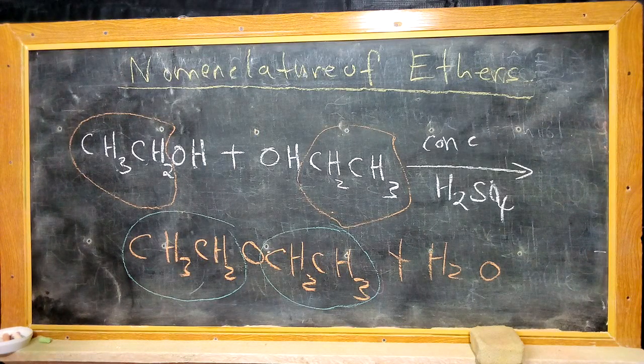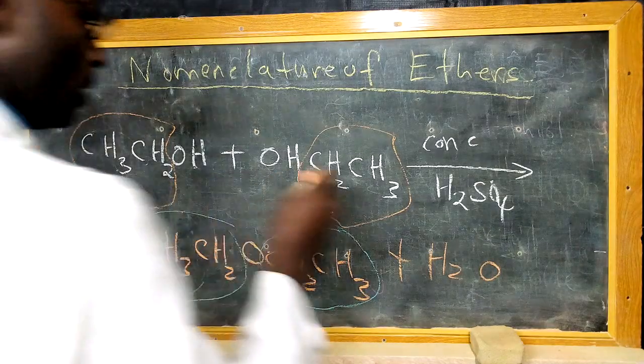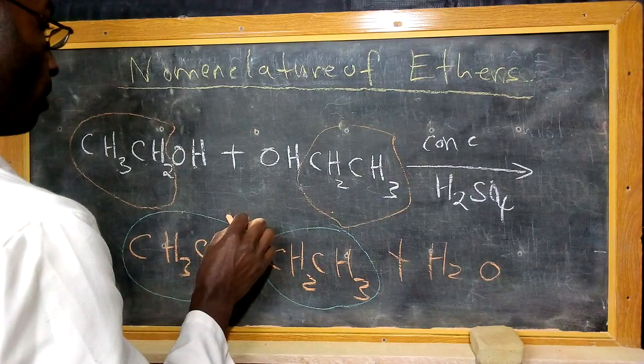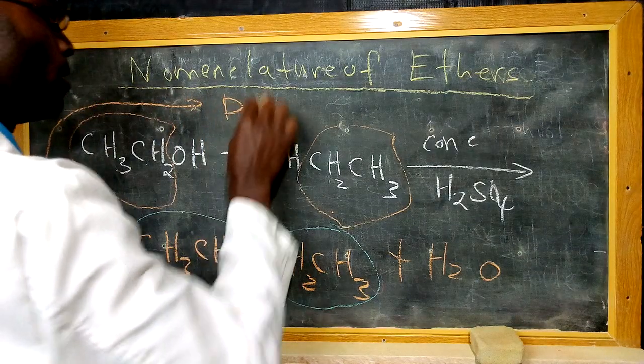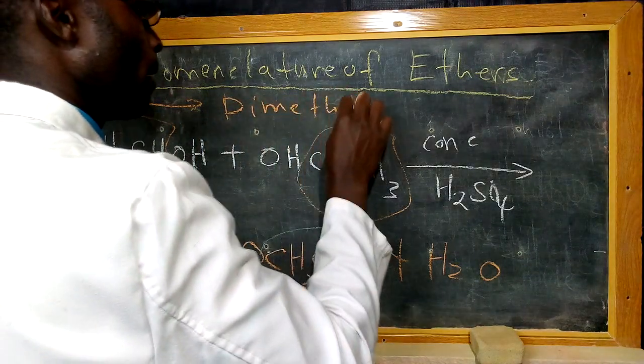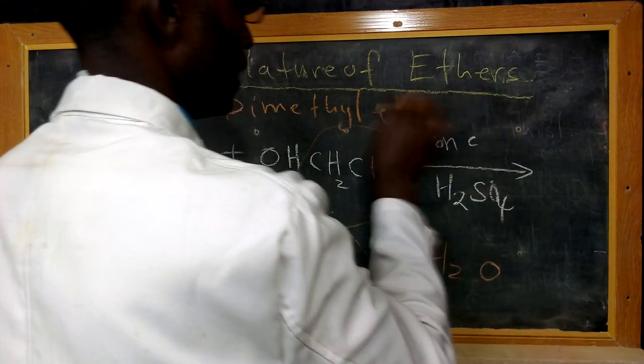In naming ethers, we shall take the radicals or the alkoxy functional group as a parent group. In this case, they are similar, so we shall have dimethyl ether. This compound is known as dimethyl ether. So the name is dimethyl ether.